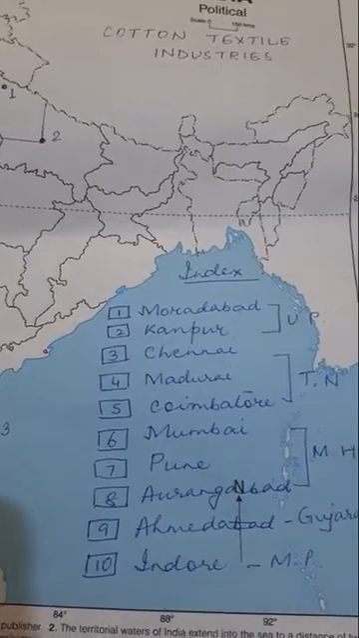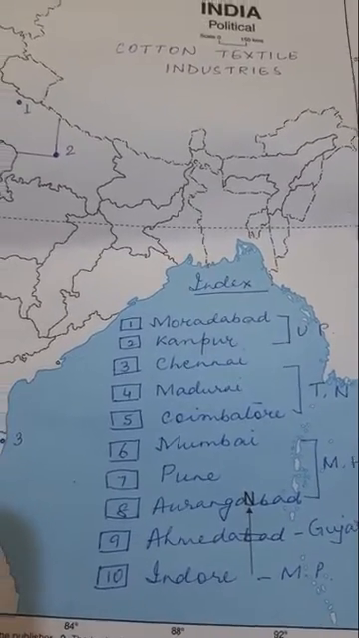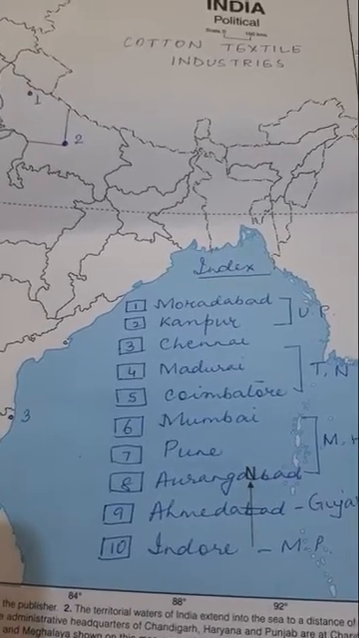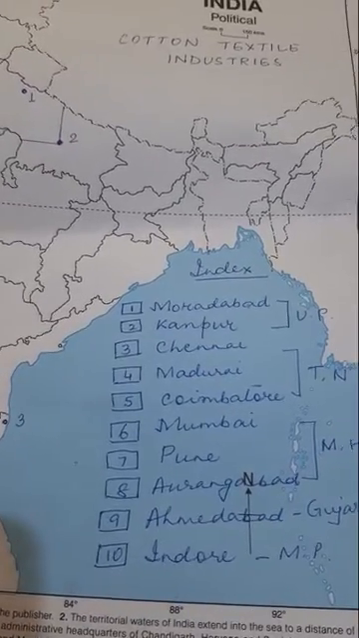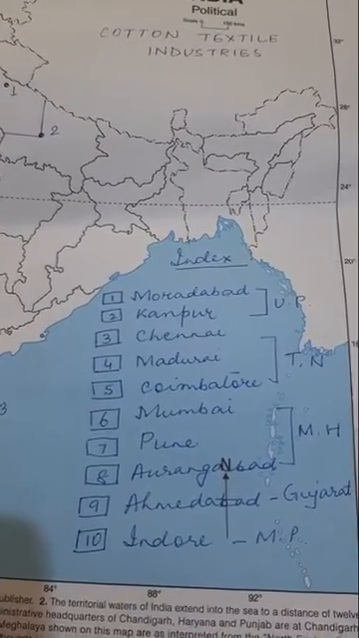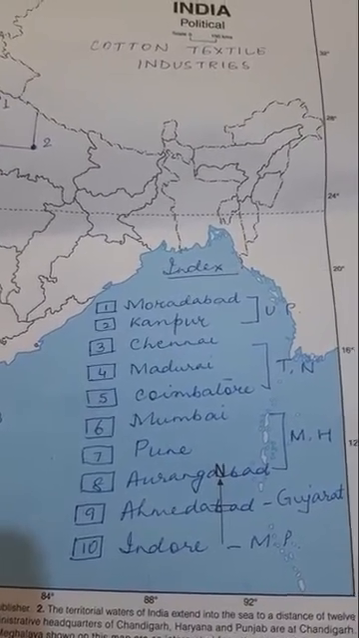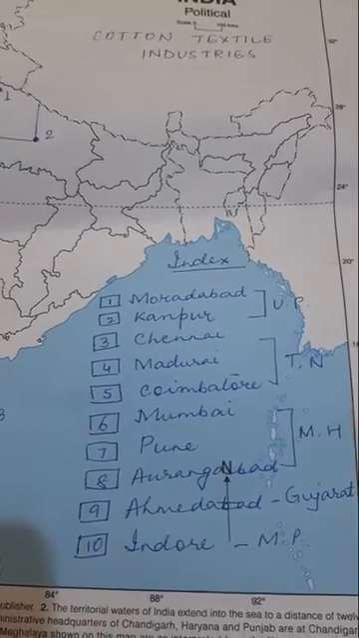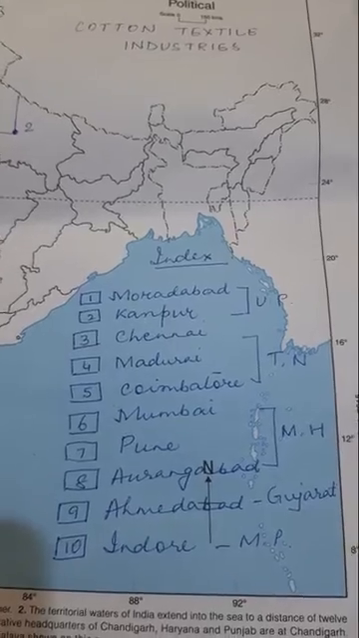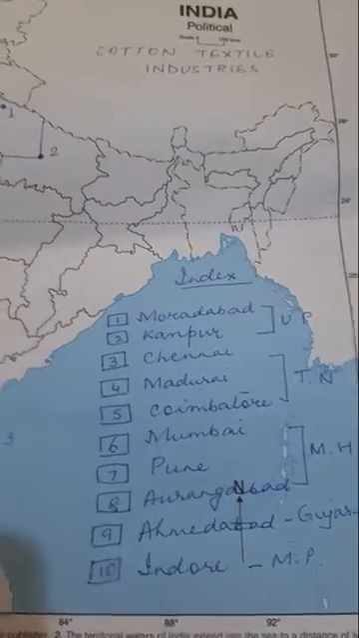Now children, I hope you all have taken down the index of the map work. Number 1 Moradabad, number 2 Kanpur, number 3 is Chennai, number 4 Madurai, number 5 Coimbatore, number 6 Mumbai, number 7 Pune, number 8 Aurangabad, number 9 Ahmedabad, and number 10 Indore, which is in MP.